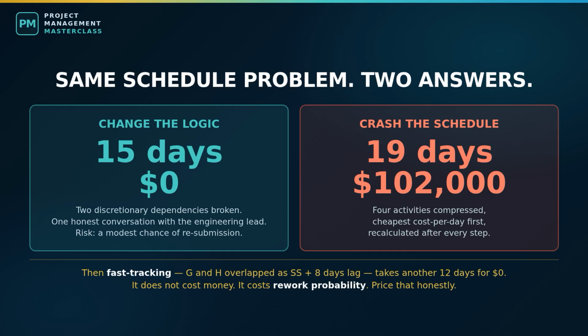The real damage is not that you will miss the date, which you will. The real damage is that your schedule stops being a management instrument the moment your team stops believing it. After that, people report against the fiction, problems surface later, and you lose the only early warning system you had.